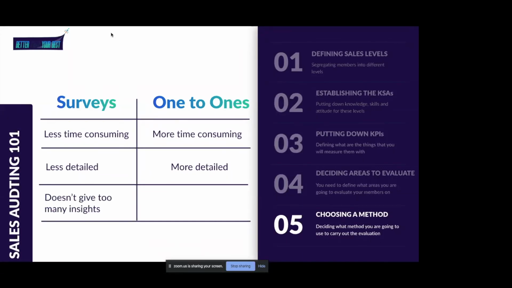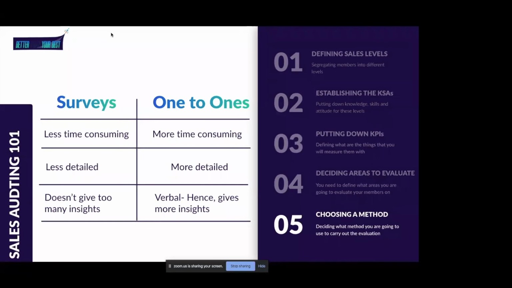Surveys do not give a lot of insights because members are limited in certain capacity to give their knowledge answers or to give their product knowledge answers or to show their communication skills, right? Because it is difficult to show your communication skills in terms of writing anything down. But when it comes to one-to-ones, they are verbal, hence they give much more insights and they are much more detailed. That is why one-to-ones are a good way to take up sales auditing.